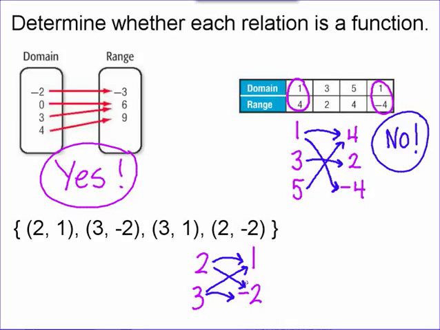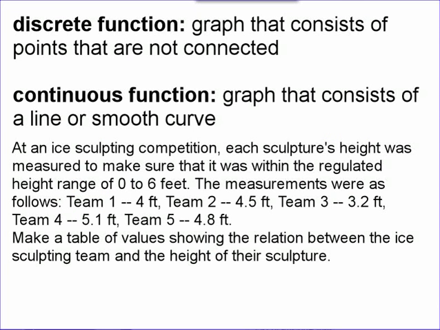So is that a function? No, because each element of the domain, in this case, is paired with exactly 2 elements of the range. So this is not a function. In order for it to be a function, you have to have 1 arrow going from the left to the right. So now we're going to define what's known as a discrete function and a continuous function.